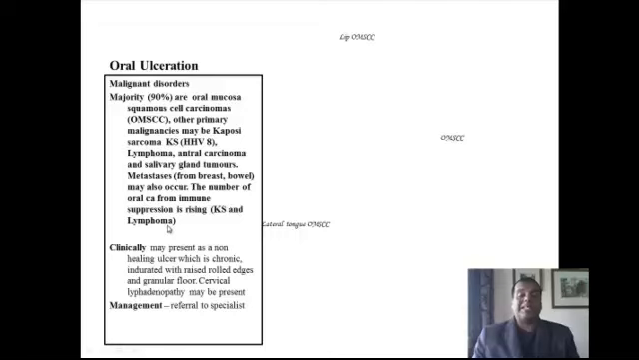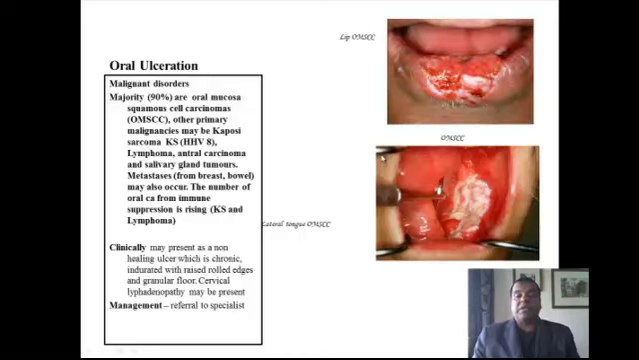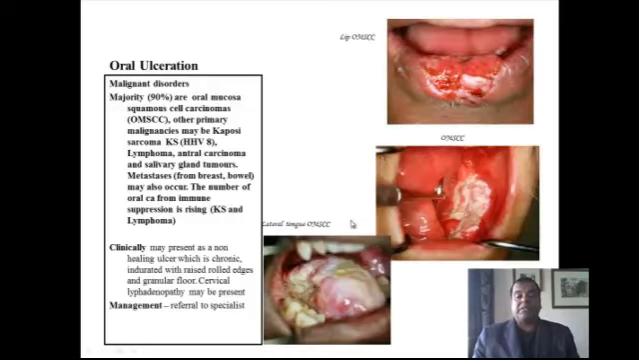Clinically it may present as a non-healing ulcer, which is chronic, indurated, with raised rolled edges and a granular floor. Cervical lymphadenopathy may be present. Management involves referral to a specialist. These clinical photographs show the different types of clinical presentation of this type of malignant ulcer.